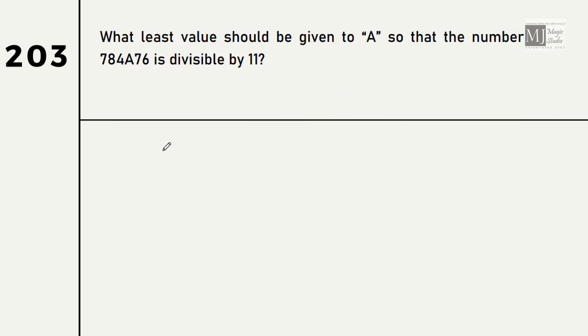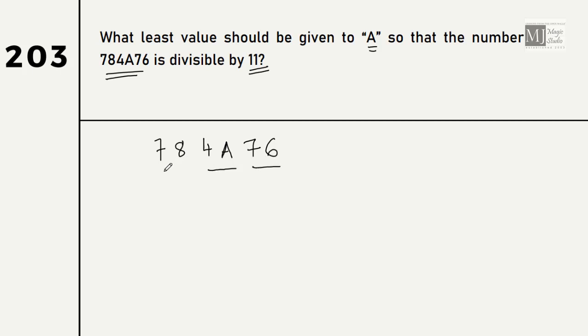What least value should be given to A so that the number is divisible by 11? The number is 784A76, and we know the drill for 11. From the right hand side, we'll start making pairs, and then each pair would be divided by 11. So when 76 is divided by 11, the remainder is 10. When 78 is divided by 11, the remainder is 1. Now 1 plus 10 is 11, which is divisible by 11.